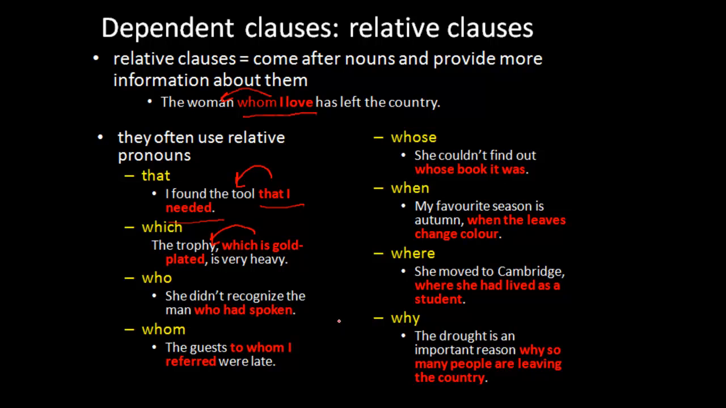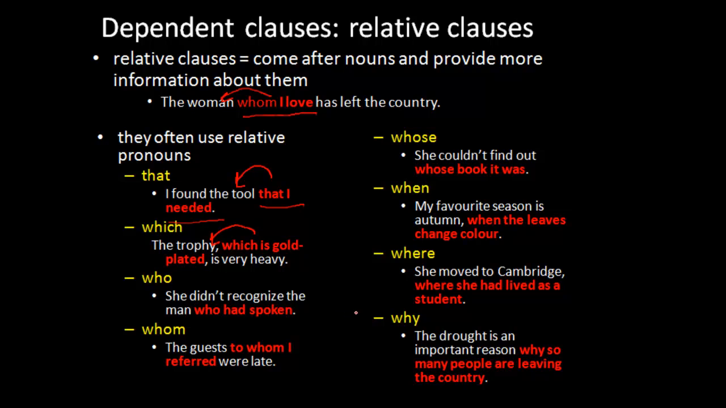and in many cases you can feel or hear how these clauses, all these words in red here, would not sound complete if we didn't put them in the sentence that we find them in. So for example, if I simply use the words that I needed, or which is gold-plated, or who had spoken, or to whom I referred, if I use these words without everything else, I would have an incomplete thought. I would have an incomplete sentence.